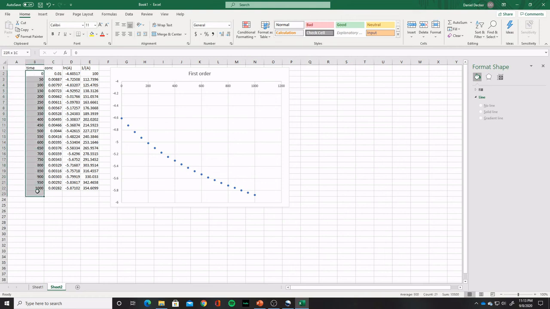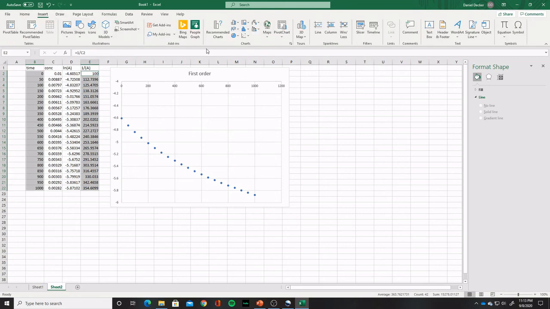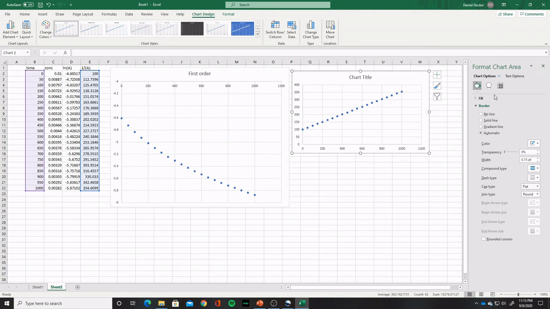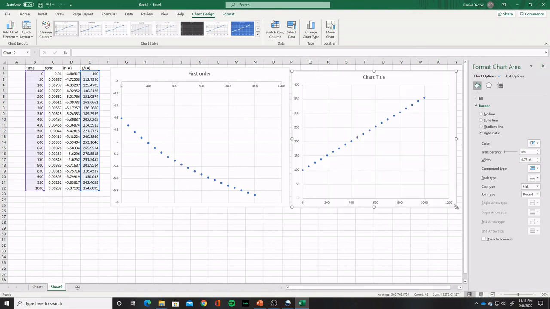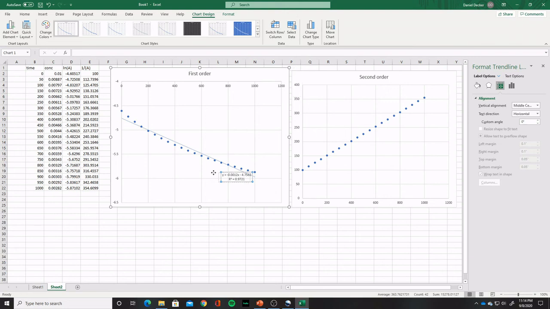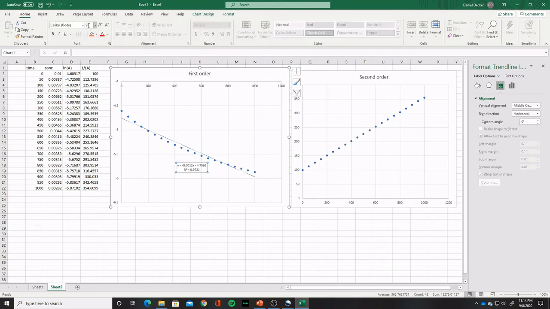The second order, same deal. Select my data, insert an XY scatter. So this is second order. I don't need to adjust the scale on this one. It's fairly easy to see. And so I'm going to go ahead and put a trend line on both of these, and make it where you can see that a little easier.